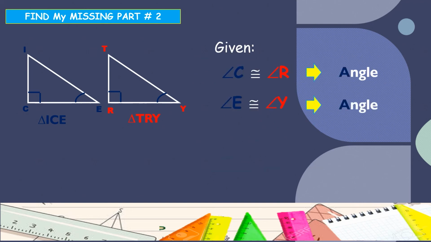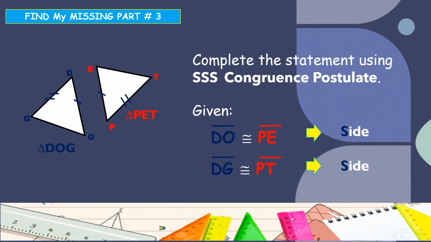To complete angle side angle or ASA Congruence Postulate, we need to find the included side, and that is side CE congruent to side RY. Good job!